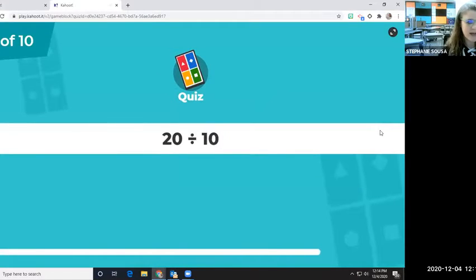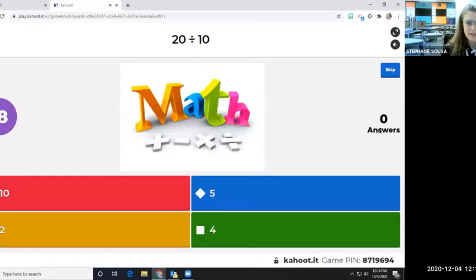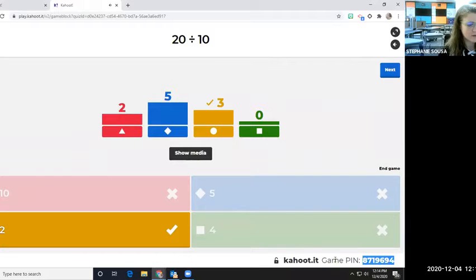20 divided by 10. What does it equal? Red for 10, blue for 5, yellow for 2, or green for 4? 20 divided by 10. That game pin is right here if you need it, if you get kicked out.